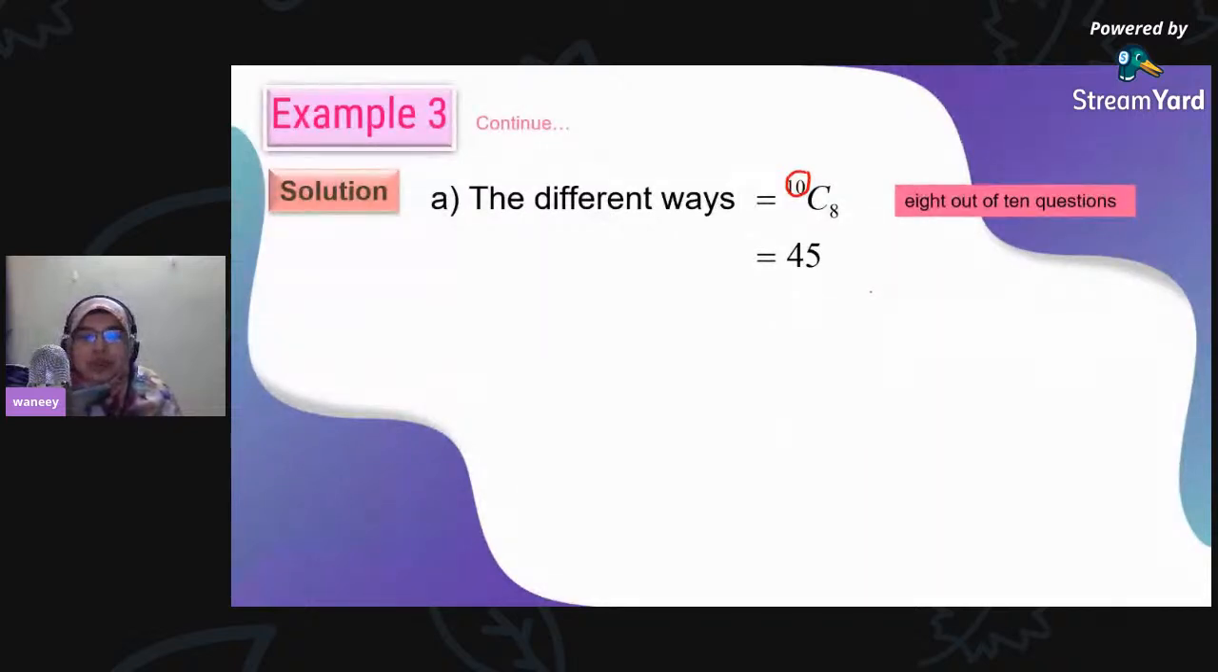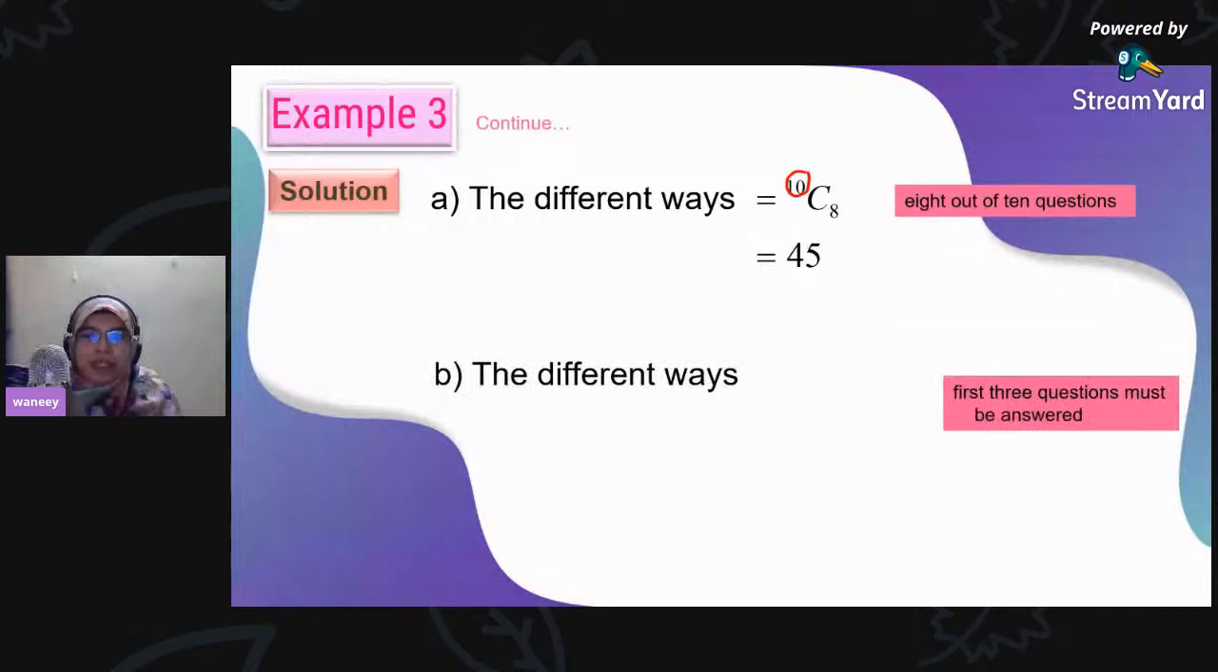Okay, so part B. It says that the first 3 questions must be answered. So we have 10 questions altogether. I can separate them into 3 and another 7. Why is that? Because the first 3 questions need to be answered. So out of these 3, all 3 of them must be chosen, so it will become 3C3. Now, we said we want to answer only 8 questions. I already chose 3 questions from here, so I will be left with another 5. That 5 is chosen from the 7, so it will be 7C5.